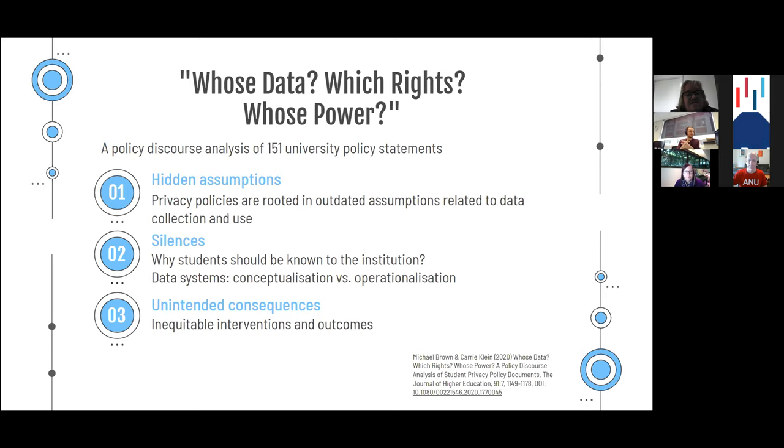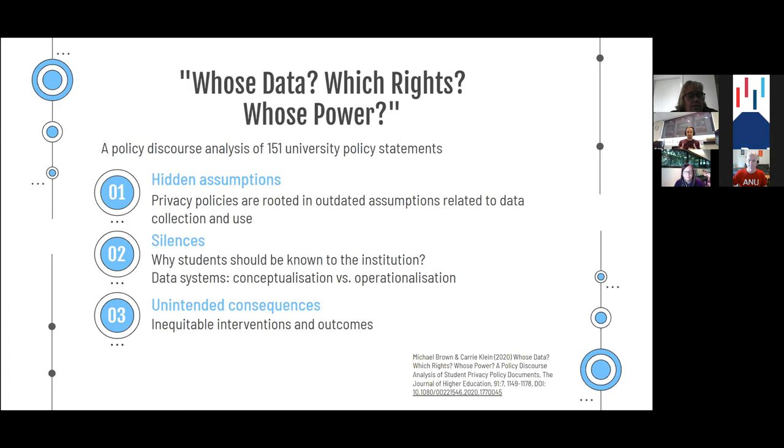Brown and Klein analyzed 151 university policy statements to identify hidden assumptions, silences, and unintended consequences related to those policies. One of the major issues is that the primary goal of the existing frameworks is driven by intention to protect institutional liability and reducing potential risk, where data are being treated as a static artifact. More importantly, students are being positioned as informed agentic partners in the education. As Brown and Klein further discussed, it is unclear how these policies address individual student needs.